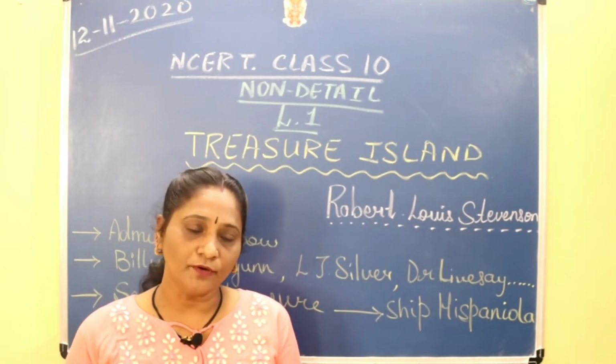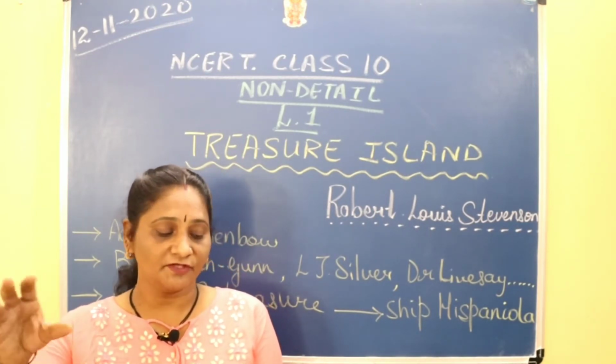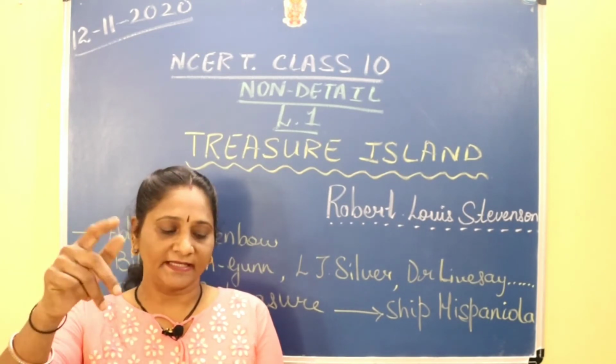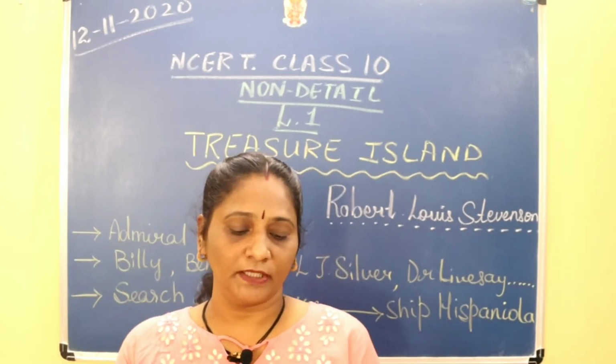What did that map show? It showed the directions of what? Of the treasure which was buried. By whom? By Captain Flint. The word used for treasure is booty.